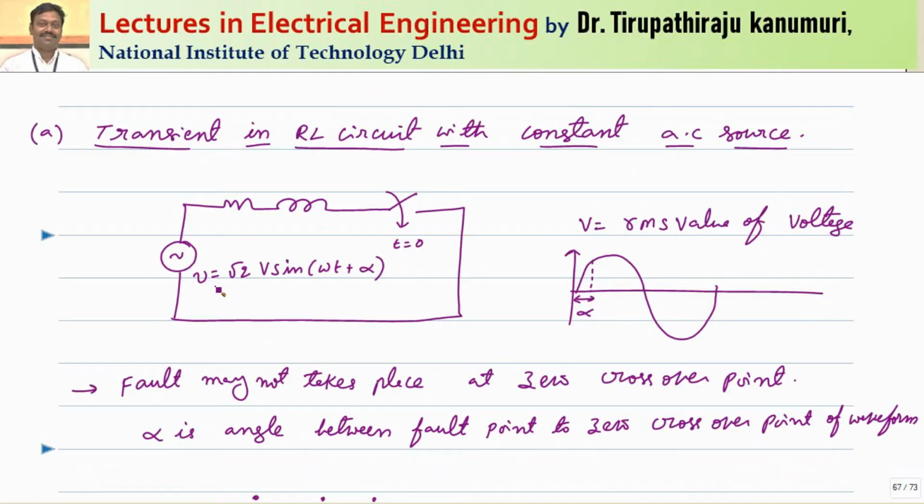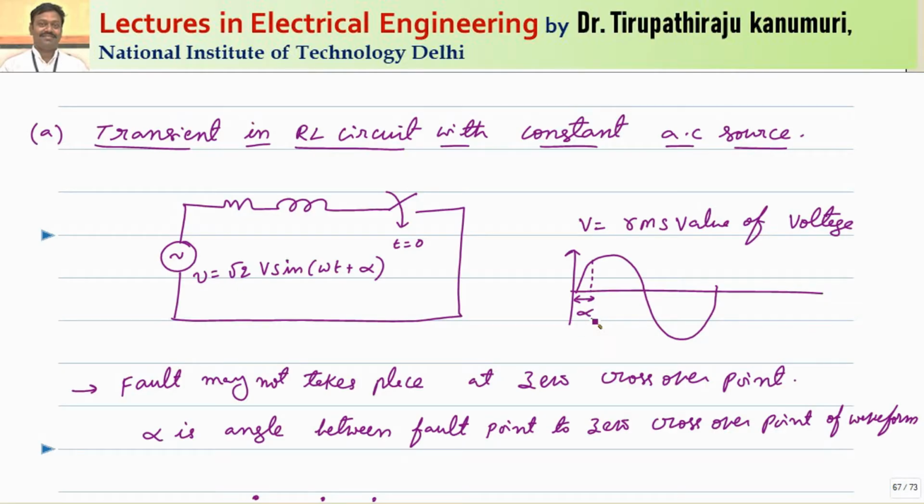I am assuming my instantaneous value of the AC source is root 2 times V, where V is the RMS value, times sine of omega t plus alpha. What is the meaning of alpha? We don't know at the instant of closing of the switch whether this instantaneous value is at 0 or at a different value. Depending on that, the actual response of the RL circuit will change. So in order to account for the switching instant, how much the voltage is displaced from the zero crossover point is represented by alpha.